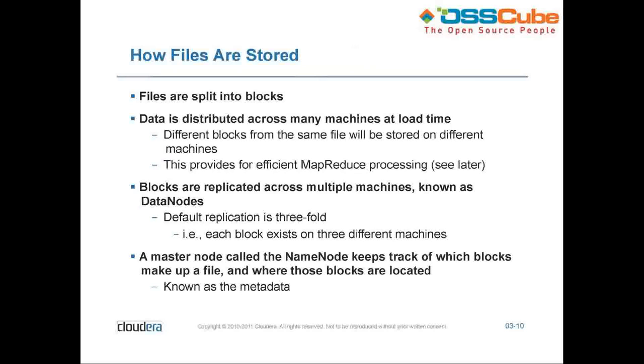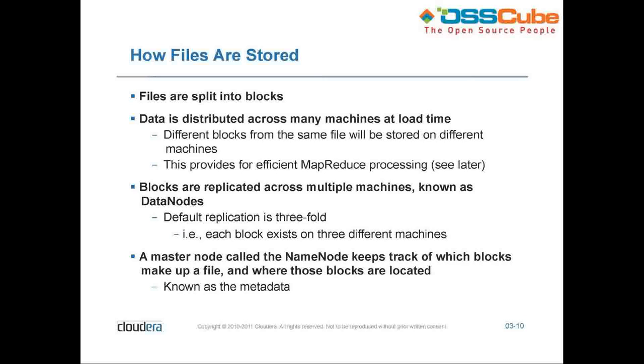And so how are these files stored? Like I mentioned before, they are split up into blocks, typically 64 megabytes to 128 megabytes large. Each block is then distributed across the different nodes, and each block is replicated three times on different nodes. So if one node goes down, you are assured that the data on that node sits somewhere else within the cluster.